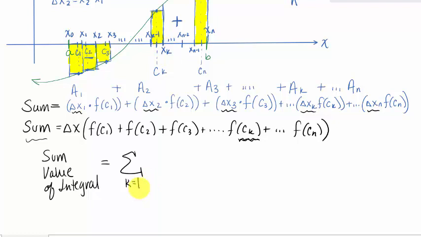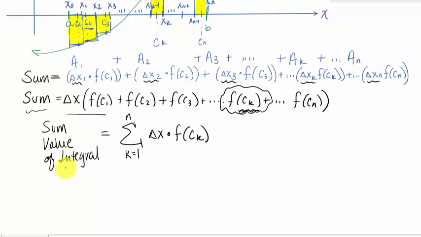Our k's are going to start at 1 and they're going to go all the way to n, and what we're adding together is delta x times f of c sub k. So this generic term right here is really important for helping us establish a formula where we can substitute the k's starting at 1 and going all the way to n. So at this point, we have just created something that we can turn into an integral. Now, this isn't quite the value of the integral yet. I was a little bit premature in writing that, but we're going to get there.